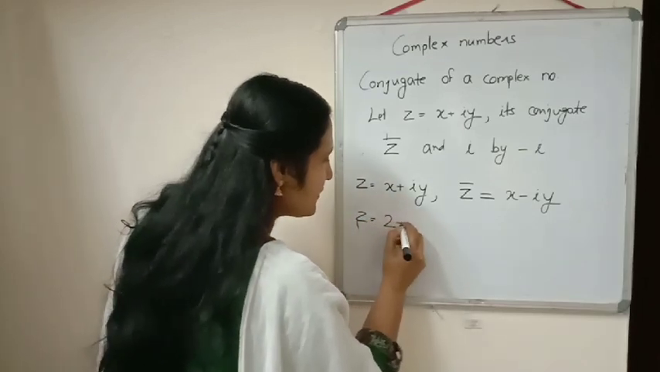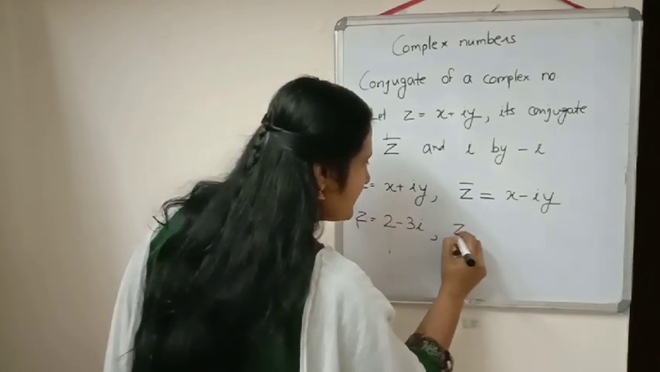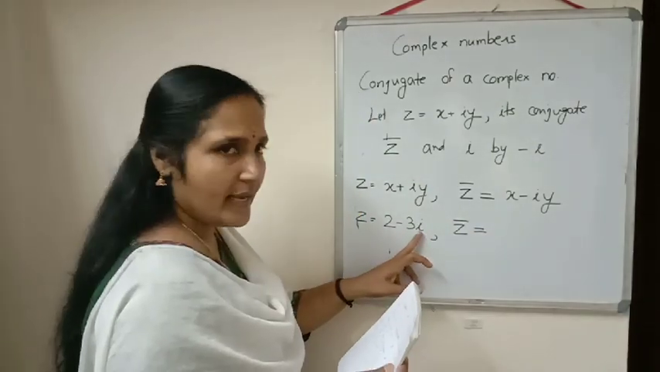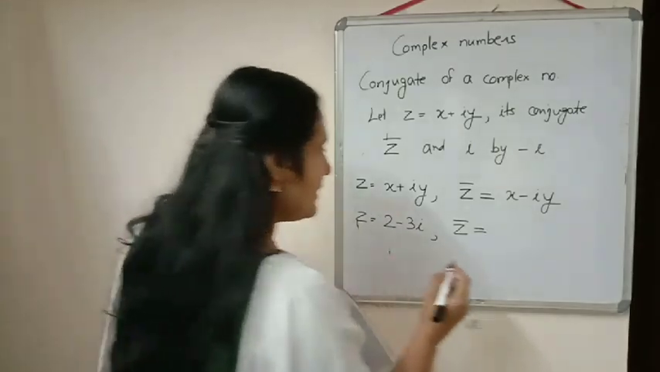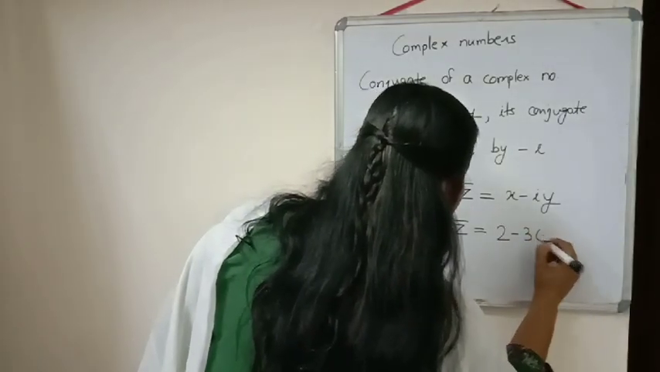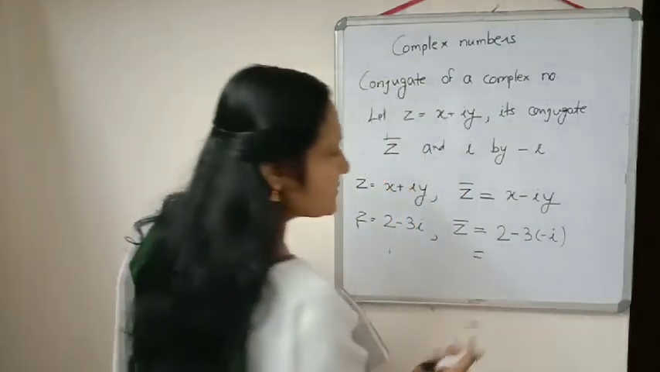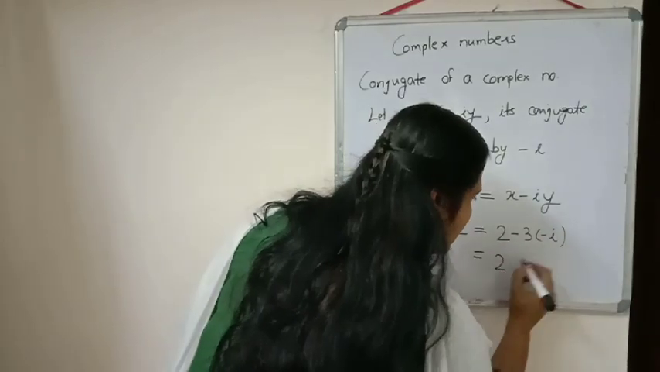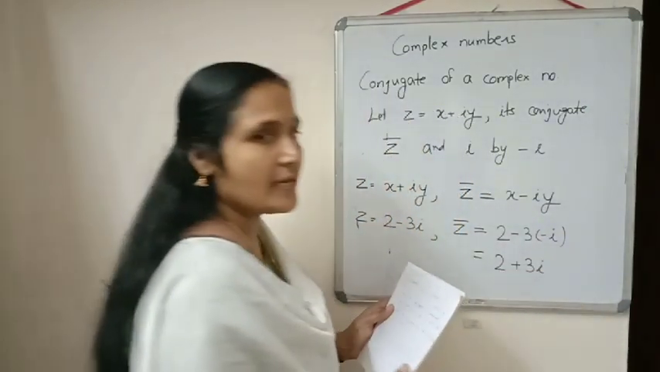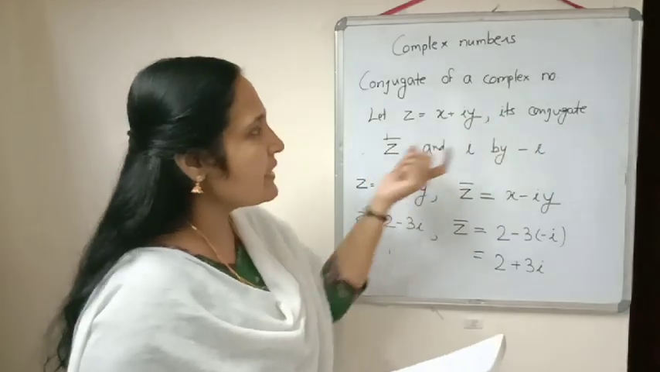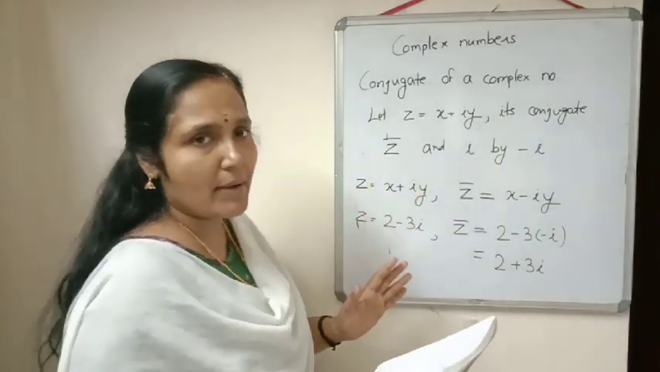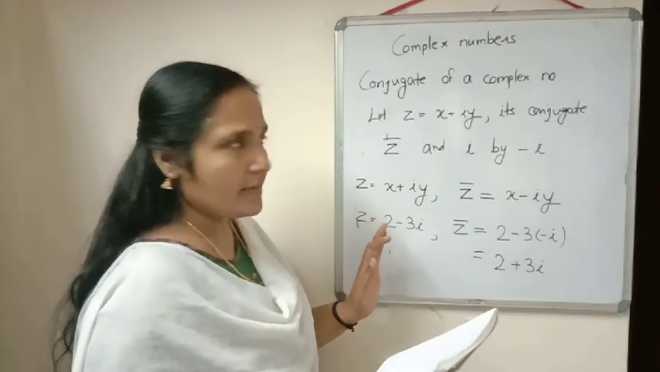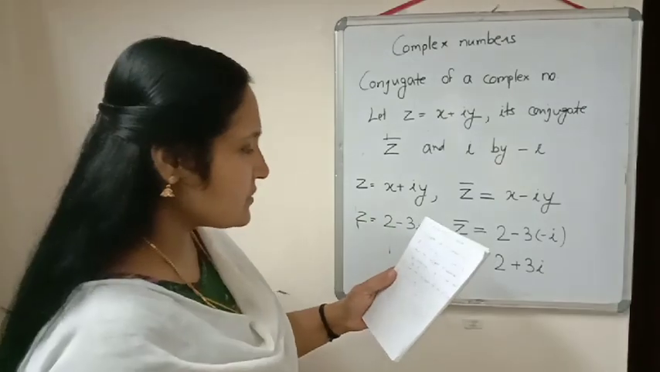Suppose if z is equal to 2 minus 3i, then what will be z bar? According to the concept, replace i by minus i. Then it will be equal to 2 minus 3 into minus i. In place of i, we will substitute minus i. Then we will get 2, minus into minus will become plus, 2 plus 3i. So to get the conjugate of any complex number, just replace i by minus i. You don't have to change the sign of any other number. So now we will solve some questions based on this concept.